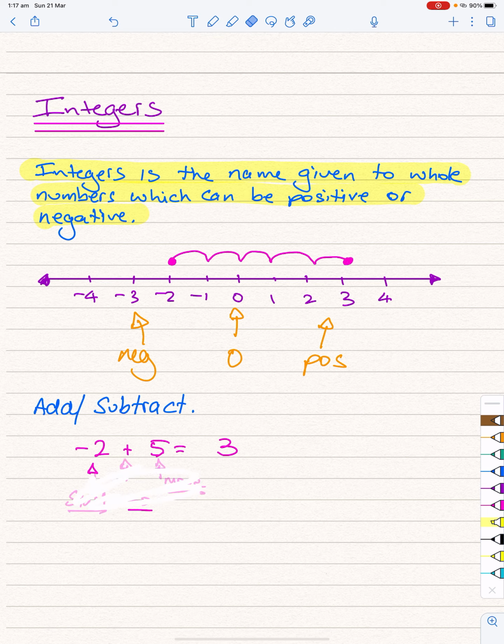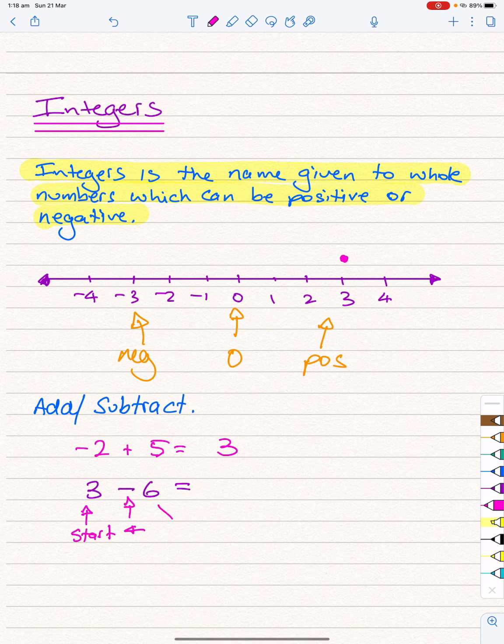So let's take a look at another one. So let's go for 3 take away 6. So 3 take away 6 means that we're going to start at the number 3. So look at my number line. I'm going to start here at number 3. This is my start. So we always start at the first number. Then I'm going to take away. And take away means that I go left. And I'm going to go left this many spots. So I'm going to move 6 spots. 1, 2, 3, 4, 5, 6. I'm going to end up at -3.